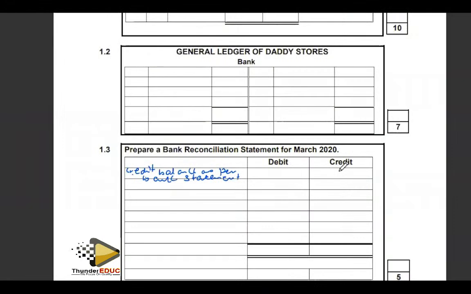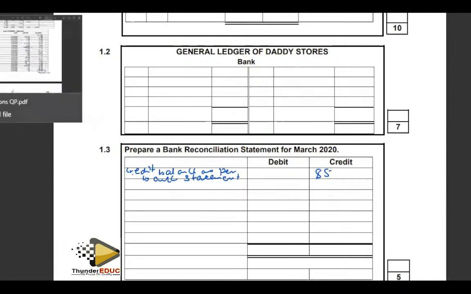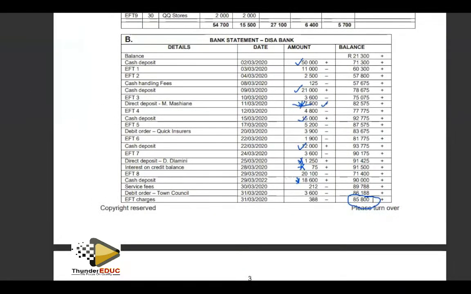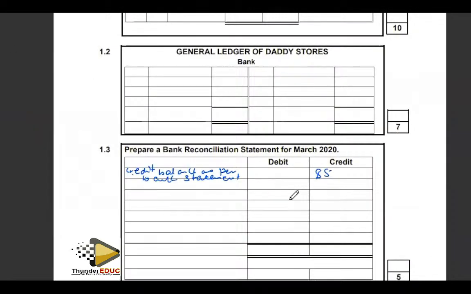So it's what I'm going to start with in the reconciliation. It's a credit balance, so I'm going to write it: 85,800. Okay. That is what I'm going to start with here. Then I'm going to go and look for that item.